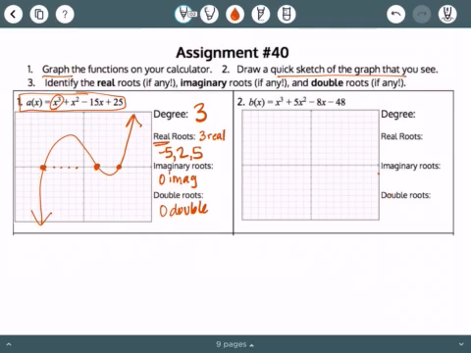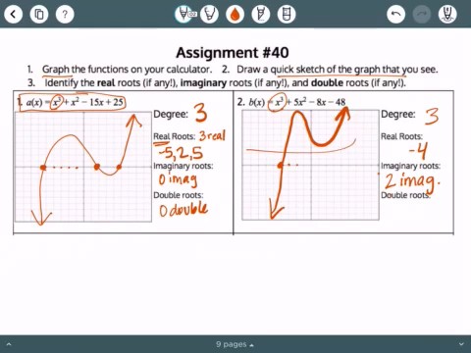Right? Let's say for some reason my graph looked more like this. My degree is still 3. I have 1 root right here, so that's negative 4. And then I would say that there are two imaginary solutions. I don't know what they are because I haven't done any really hard math. But this part here, I know that it's not touching the x-axis. So I know that there are two imaginary roots. And then there are 0 double roots.